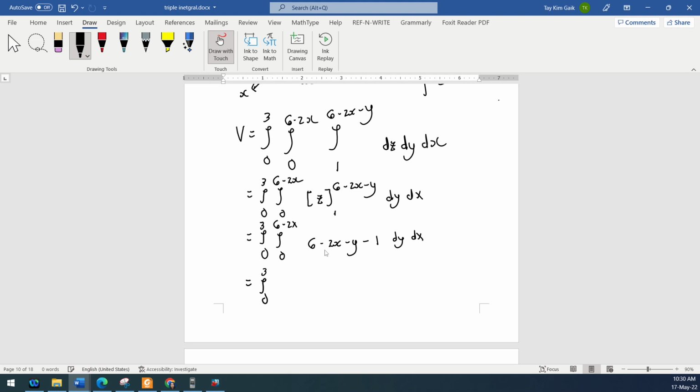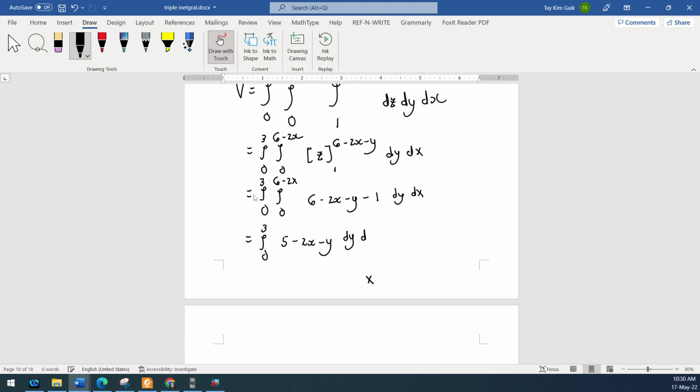Okay, simplify it. So 6 minus 1, you got 5 minus 2x minus y. Then dy dx. Okay, you integrate dy dx. Limit for y is 0 to 6 minus 2x.